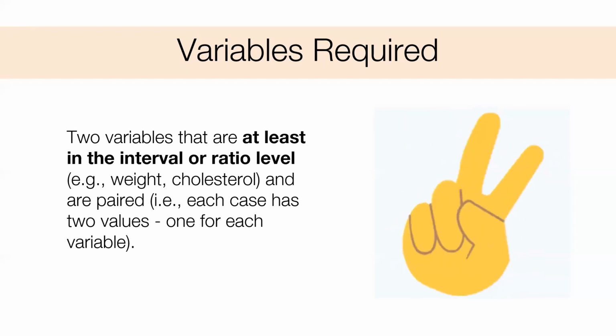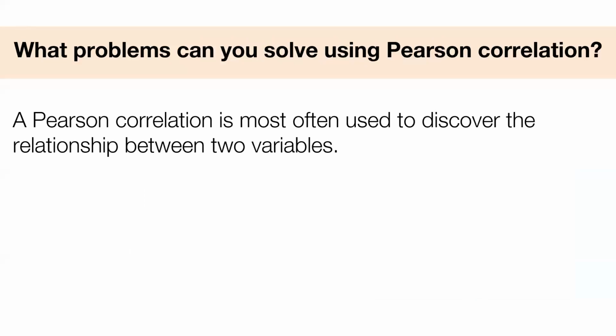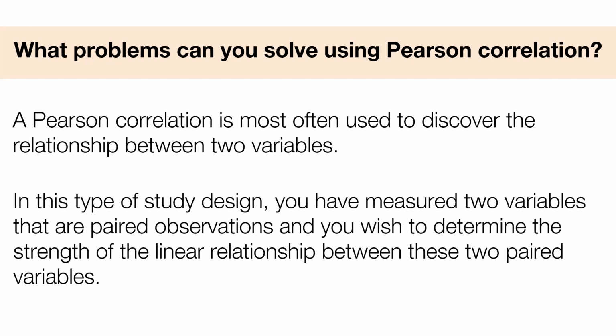Now, so what problems can be solved using Pearson correlation? Letter A: Pearson correlation is most often used to discover the relationship between two variables. But take note, linear relationship only. If there is a line. Okay? In this type of study design, you have measured two variables that are paired observations, and you wish to determine the strength of the linear relationship between these two paired variables.